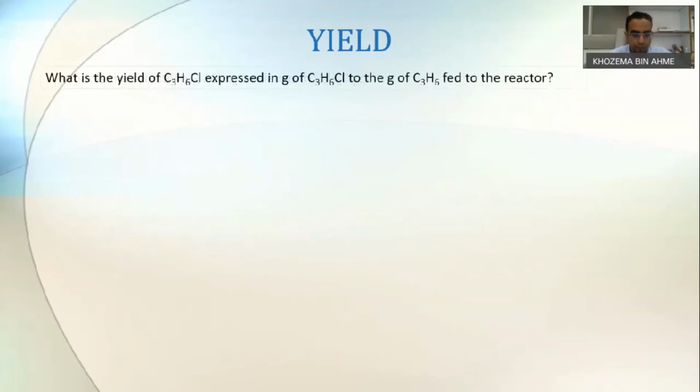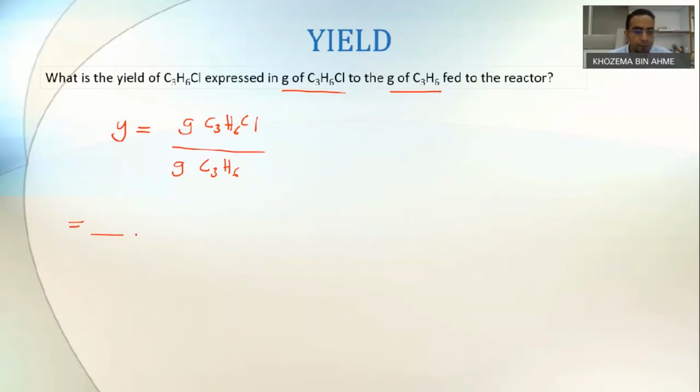Next one, we want to find the yield of chloropropane, expressed in gram of chloropropane over gram of propane fed to the reactor. So we want to find yield. Yield is equal to gram of chloropropane divided by the gram of propane fed to the reactor. So we have to find the grams first, so we have to convert all the moles into grams. We can do it like this.